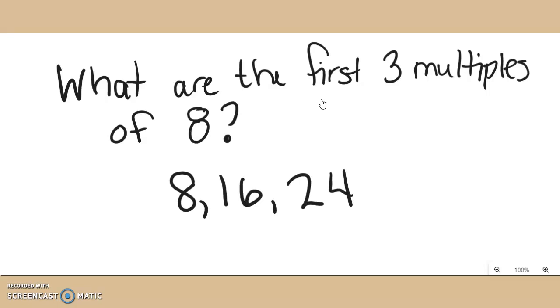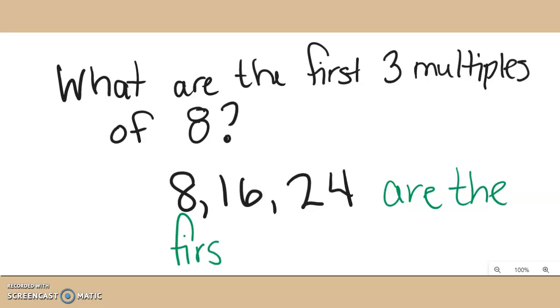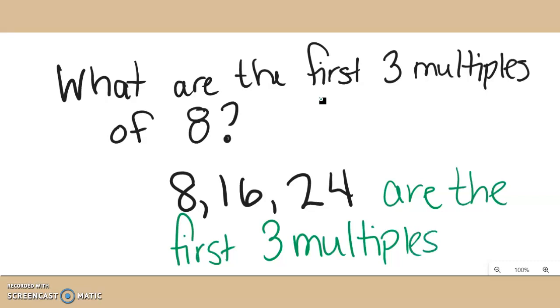And then you need to restate the question. 8, 16, and 24 are the first 3 multiples of 8.